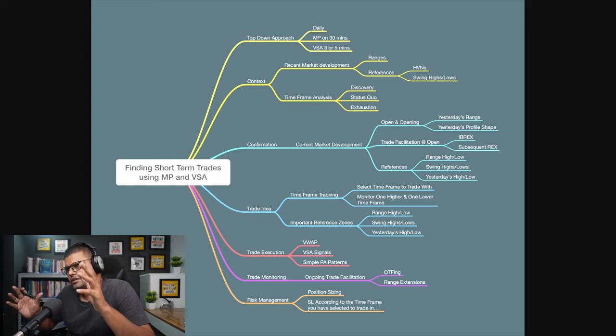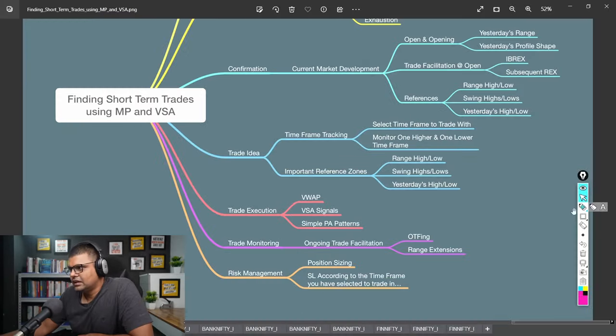So let us start from step one, that is at the top, and then move down to the last step. And then we will go on to the charts and try and find some examples for the same. So then comes the time to develop a trade idea. Now, many people think that if I have understood the context, I can straight away trade. No. Context needs confirmation. Once you have confirmed that your context is playing out, then you have to develop a trade idea.